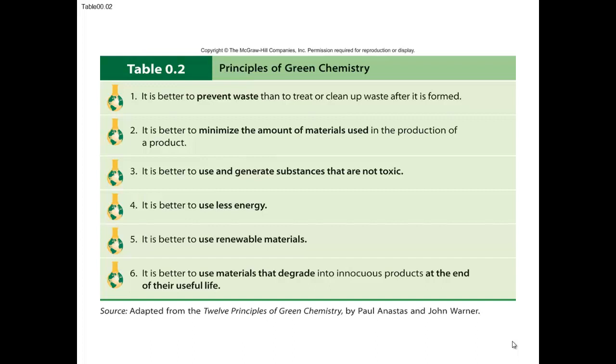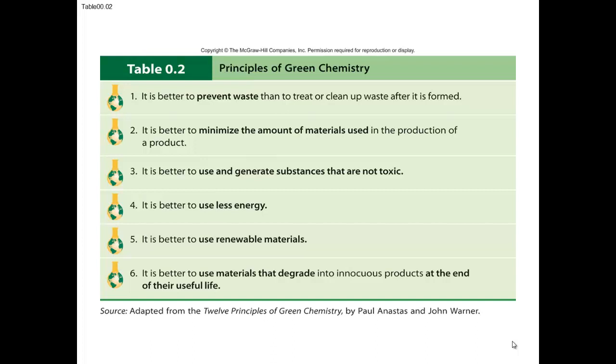Or a second step would be, if you have to make waste, to minimize the amount. So can you use smaller starting quantities? Can you use a different starting material that will produce less waste in the end?